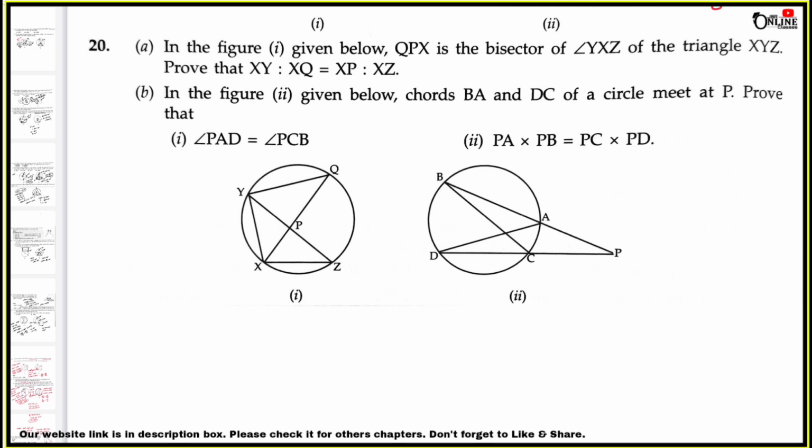So here, the last one, sum number 20. In the given figure below, QPX is the bisector of angle YXZ of the triangle XYZ. Prove that XY is to XQ equals XP is to XZ.